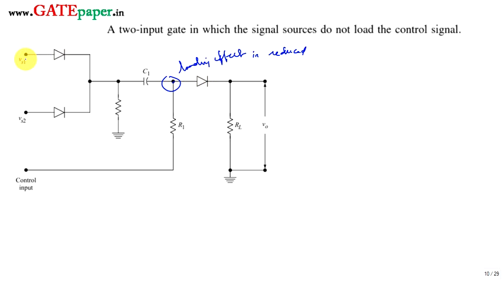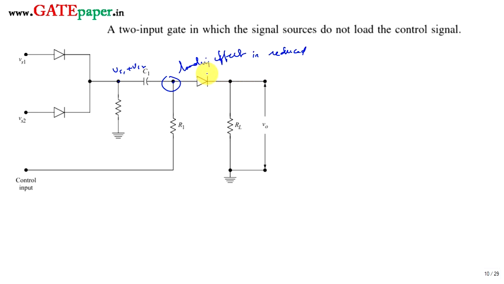So how are you applying the two inputs? Check this one, Vs1 and Vs2. Always you will get Vs1 plus Vs2 over here. But whether the summation Vs1 plus Vs2 reaches the output or not is decided by this diode. When the diode is forward biased, then Vs1 plus Vs2 will reach V0, otherwise the output is 0.